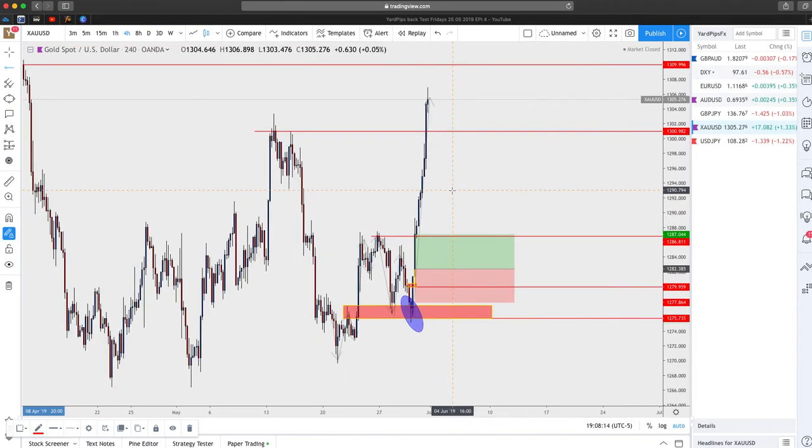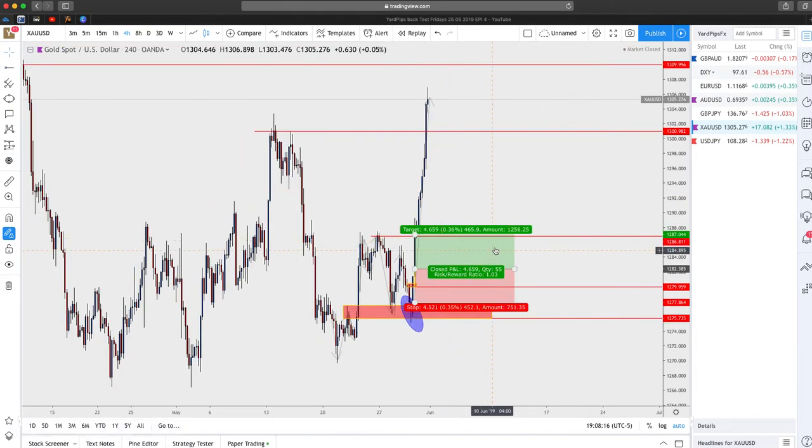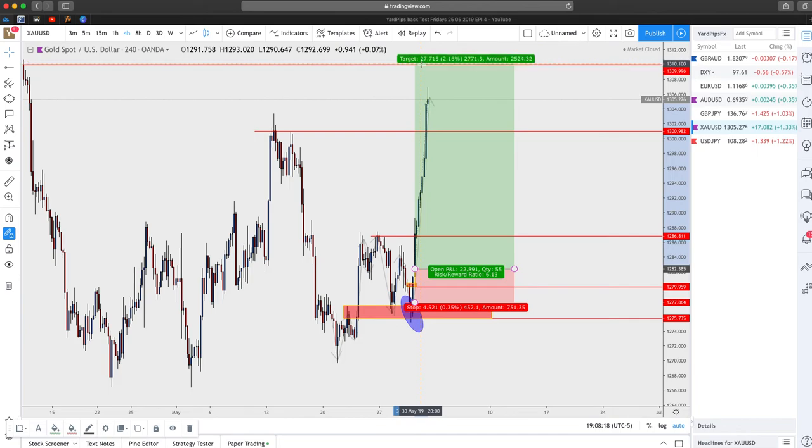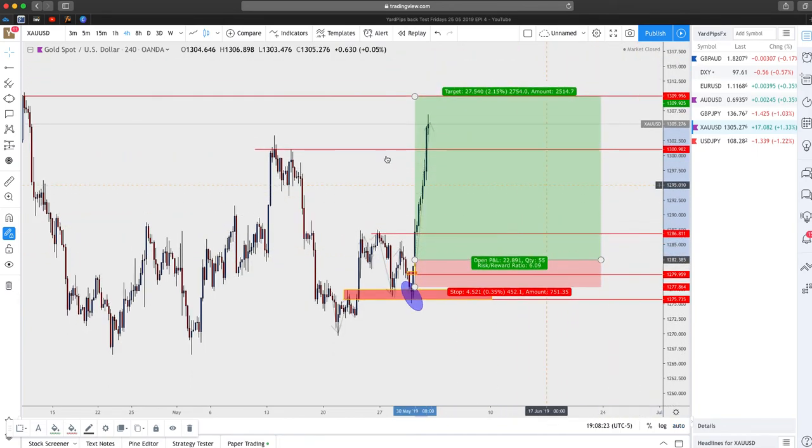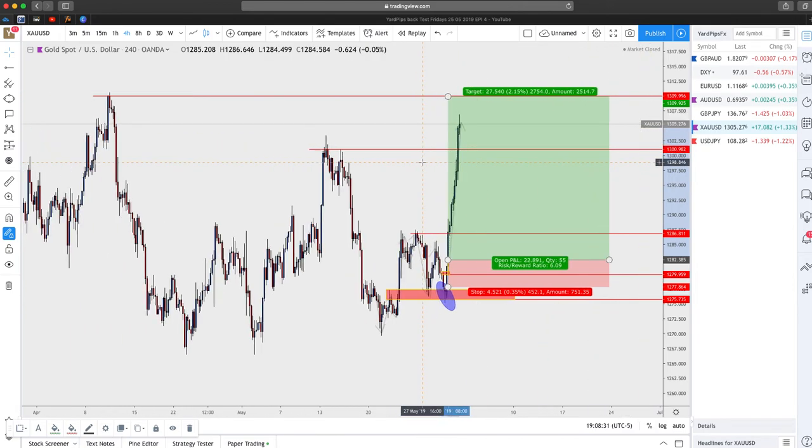When you're looking for your take profit regions, always find the next most relevant level of resistance that you need to break for price to continue going higher. So this would be take profit 1, this would be take profit 2, and this would be take profit 3. That's pretty much it for Backtest Fridays this week.